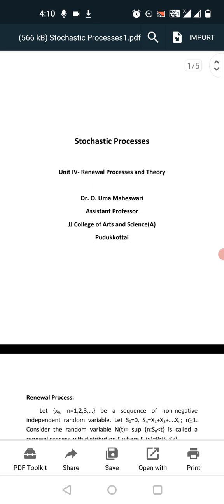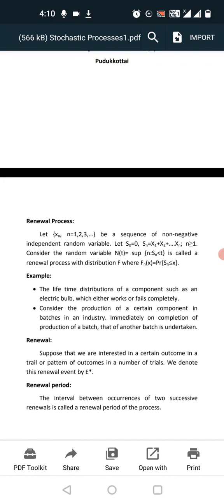Now we have discussed the stochastic process for first year MSc Mathematics, in the unit of renewal process and theory. Okay, what is renewal process?